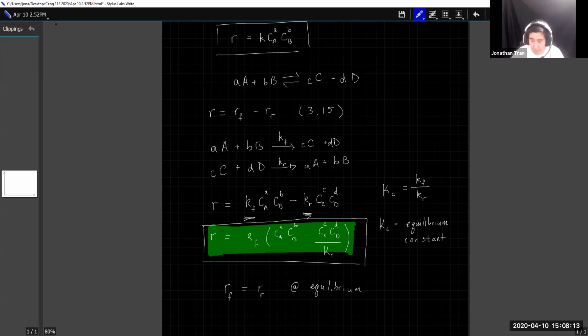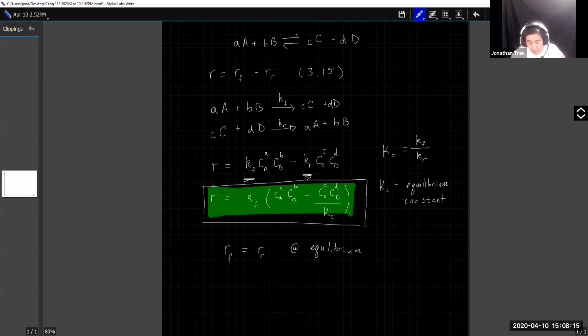So as I mentioned, at equilibrium, the rate of the forward reaction is equal to the rate of the reverse reaction. This is important to note that, as previously mentioned, when you're at equilibrium, the reaction doesn't stop. It just means that the transition from reactants to products and products to reactants is equal in speed or in rate.